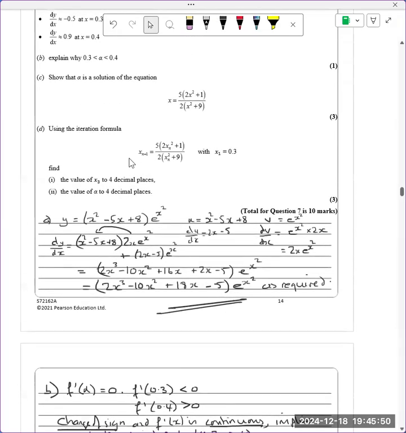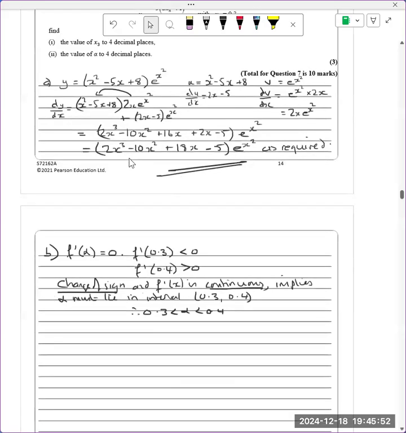Show that alpha is a solution. Now, we're trying to rearrange, so we're trying to again solve f dashed x equals naught. So that implies that this whole thing here, 2x cubed minus 10x squared plus 18x minus 5, e to the x squared equals naught.